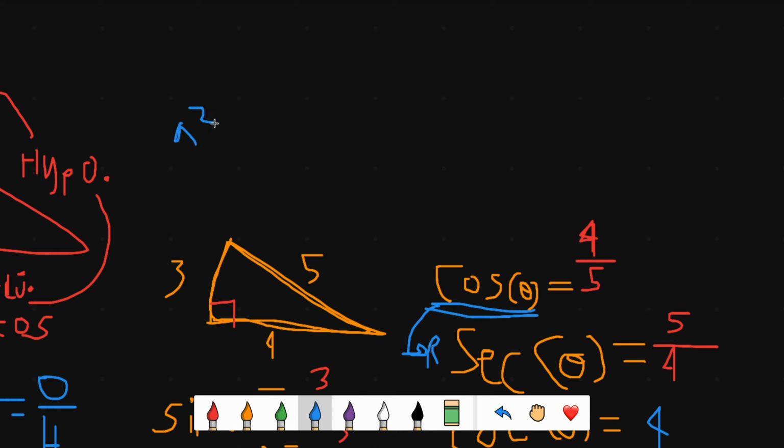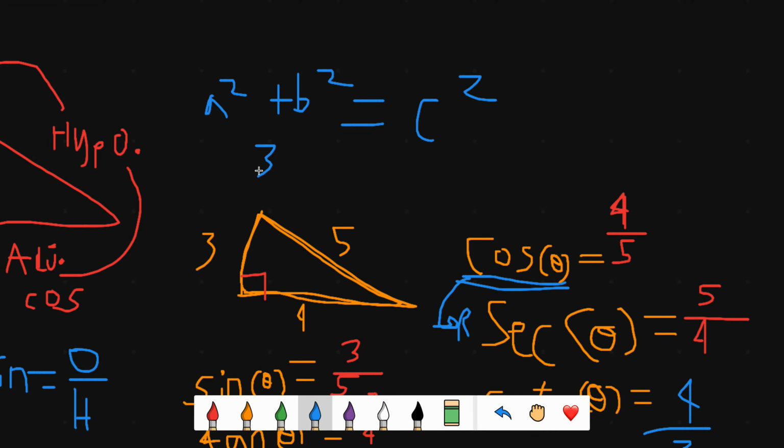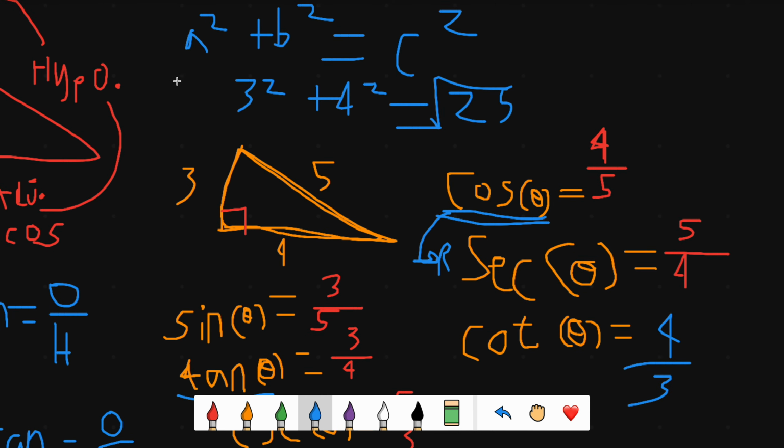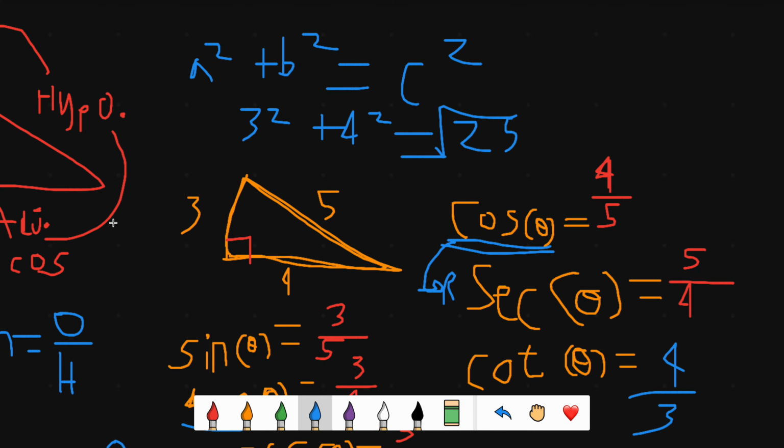So the Pythagorean theorem is a squared plus b squared equals c squared. If we do 3 squared plus 4 squared, 3 squared is 9, 4 squared is 16, and 9 plus 16 is 25. Now you take the square root of 25 and it'll be 5. You can see this next.